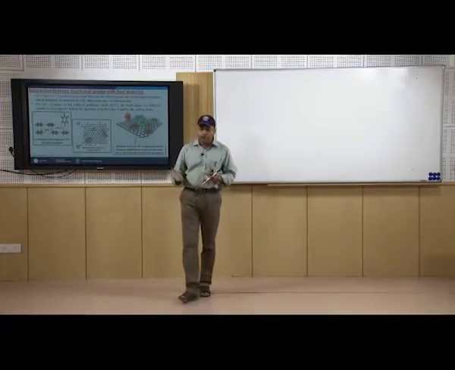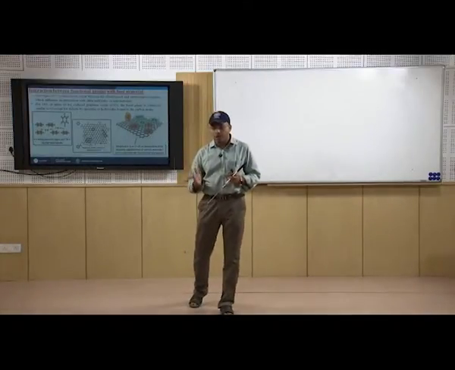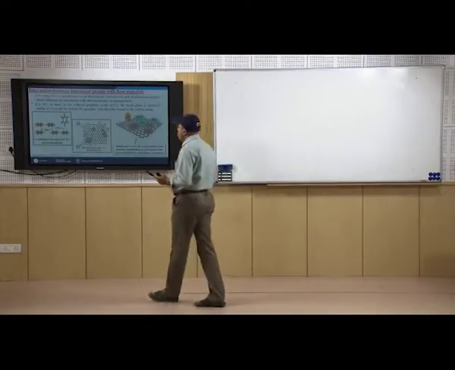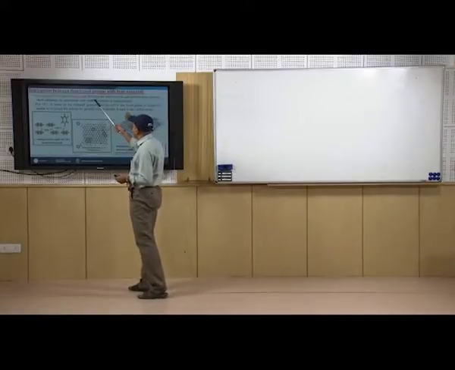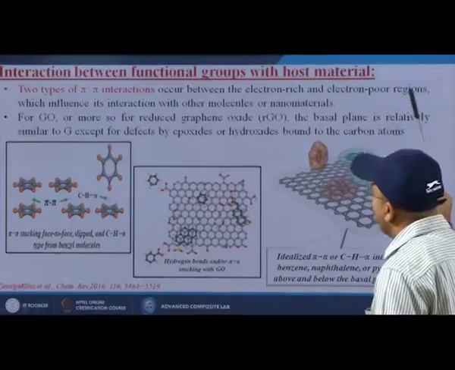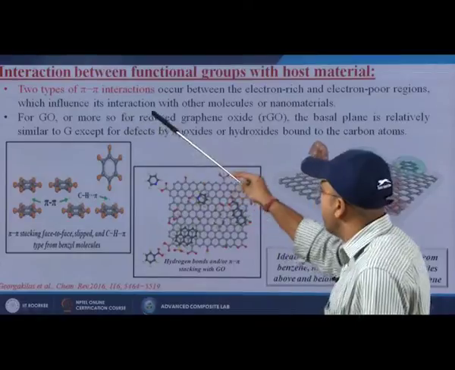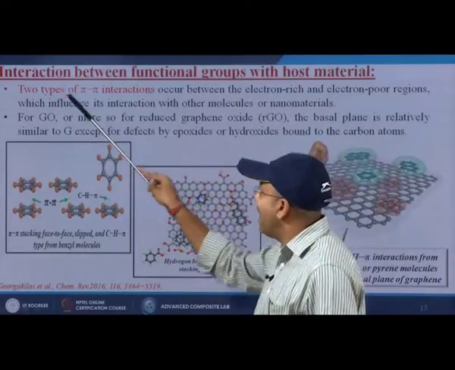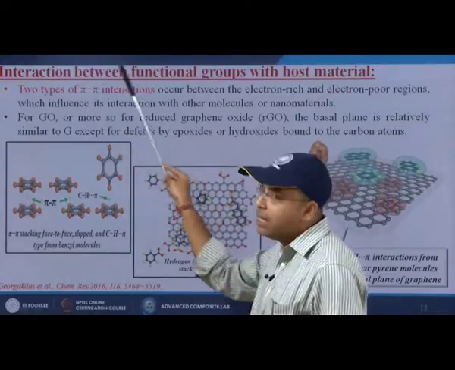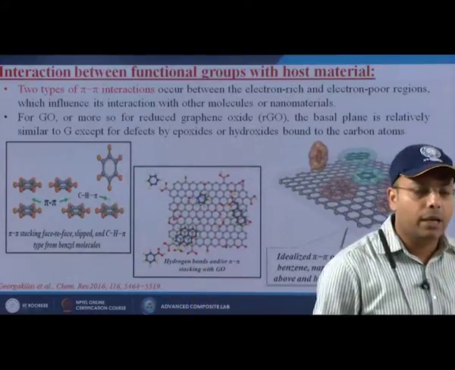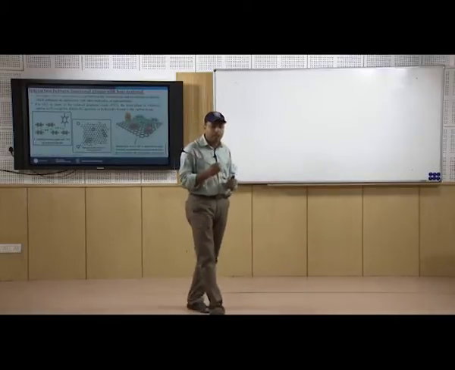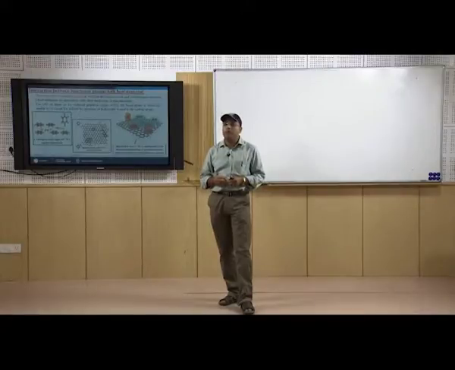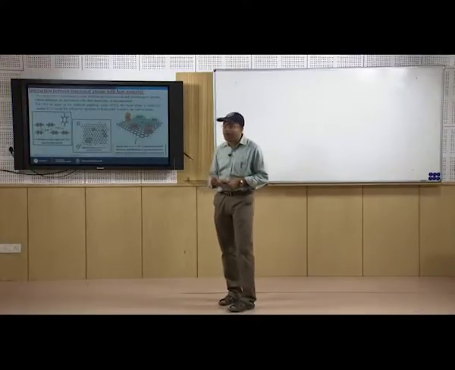As I told already, generally there are two things, one is called the covalent bonding, another one is called the non-covalent bonding. Two types of pi interactions occur between the electron rich and electron poor regions, which influence its interactions with other molecules or nanomaterials. As I told in my last slides, this is the main vital factor by which the functionalized group attaches to the nanomaterials, that is called the pi interactions, or the pi stacking, or the pi bonding.